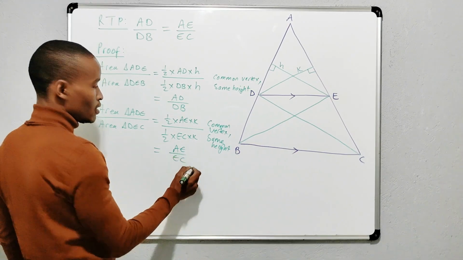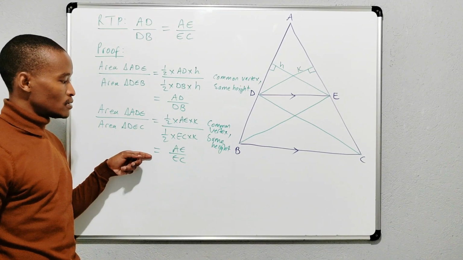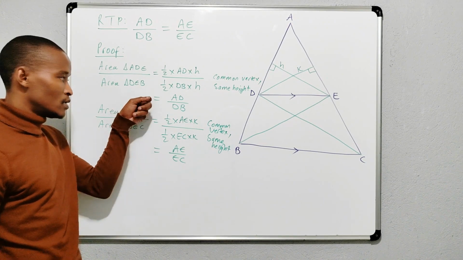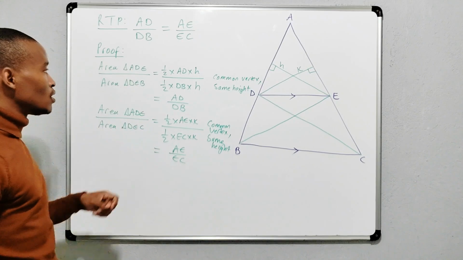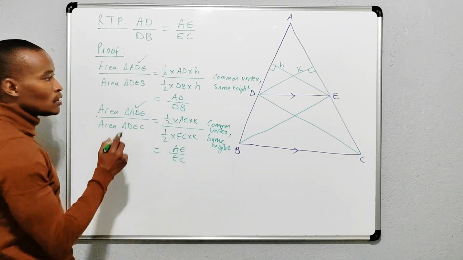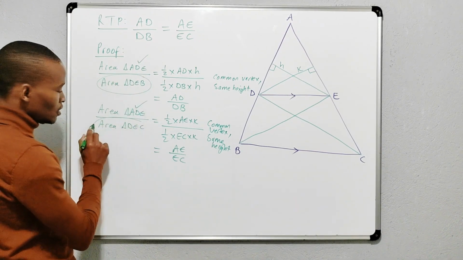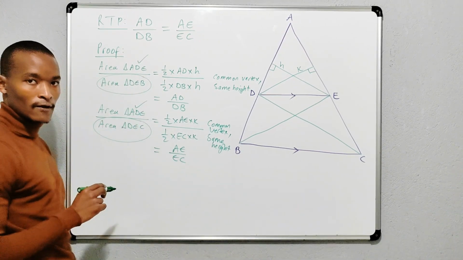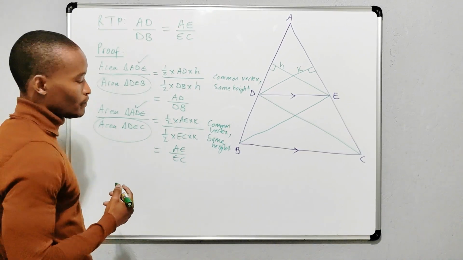you are left with AE over EC. Now, what remains? We need to connect these two ratios and prove that they are equal. Already, the numerators are equal. We just need to show that this area will be equal to that area. Okay, so how can we do that?